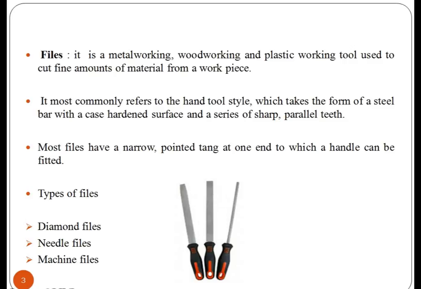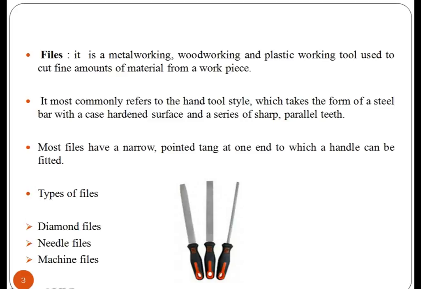The cutting of the file results from rubbing it, usually by hand, against the workpiece. It most commonly refers to the hand tool style, which takes the form of a steel bar with a case-hardened surface and a series of sharp parallel teeth. Most files have a narrow pointed tang at one end, which can be fitted with a handle. There are different types of files.